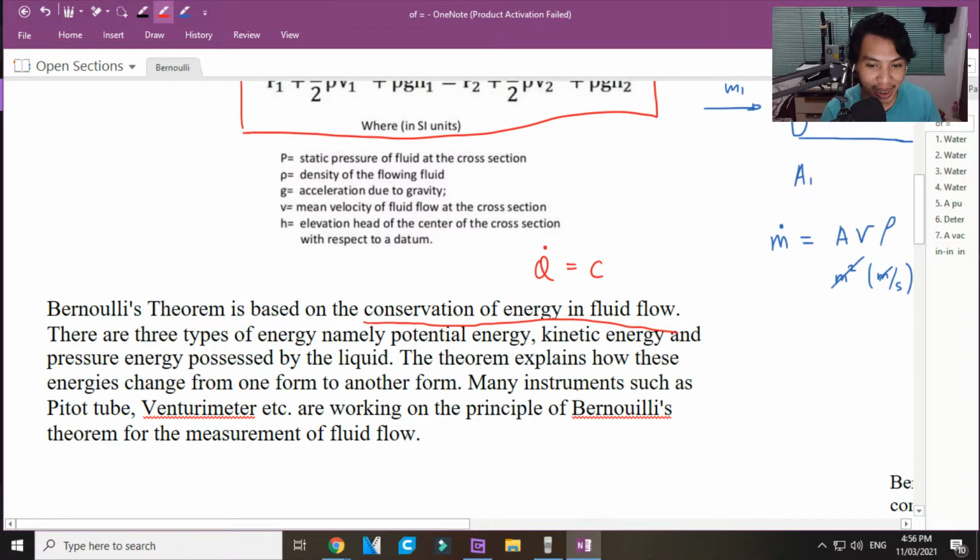Many instruments, such as the pitot tube, the venturimeter, what else? What else did I teach you? The measuring equipment. Barometer? Differential manometer? What else did I teach you? Piezometer? All of them. That's why I taught you fluid measurement using those systems.